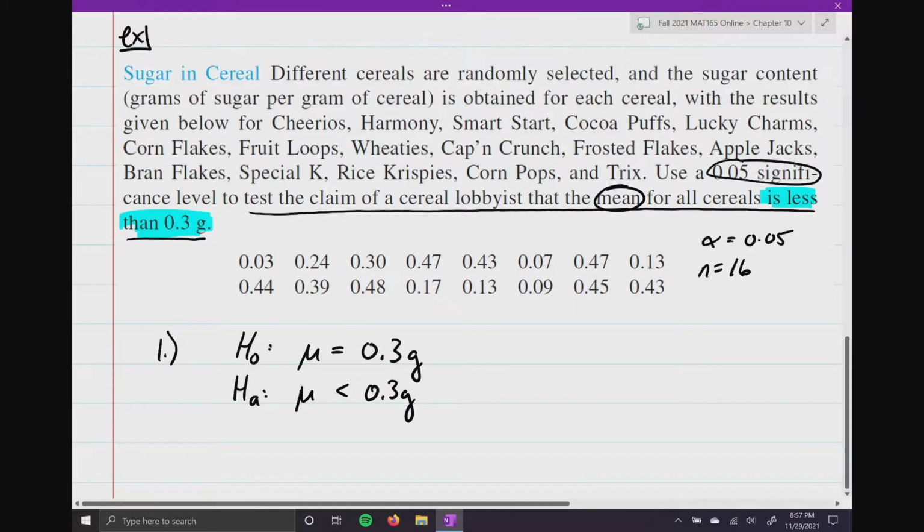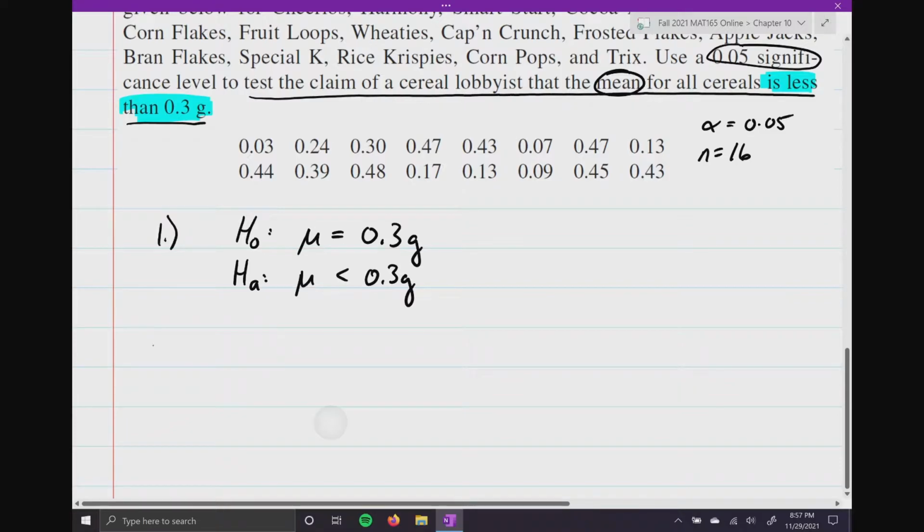Now, let's keep moving here. Oh, sorry. That was step 2. So step 3, let's identify all the important pieces of information, that way we can calculate our test statistic. Now, remember, since we have a small sample size here, we need to use t. So t is going to equal x bar minus mu all over s divided by the square root of n. So this is just our test statistic.